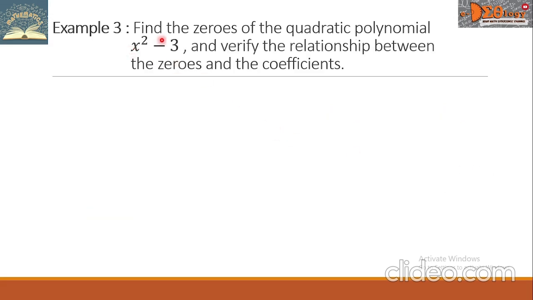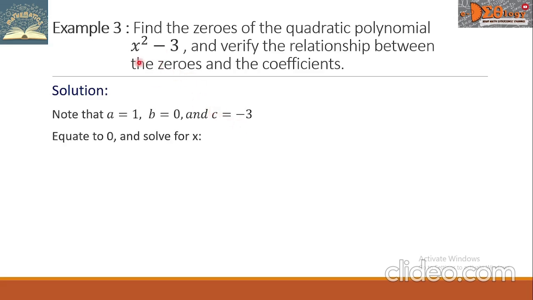Example 3. Find the zeros of the quadratic polynomial x squared minus 3 and verify the relationship between the zeros and the coefficients. Take note that the a value here is 1, b equals 0. There is no x variable, and c equals the constant negative 3. Now let us equate the polynomial to 0 and solve for x. So we have x squared minus 3 equals 0.